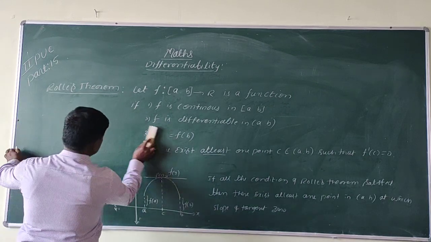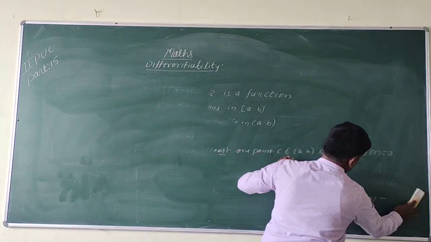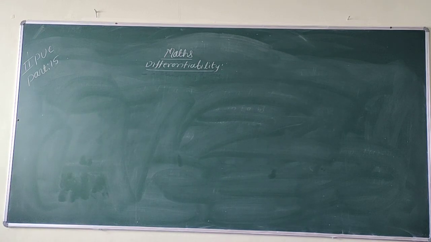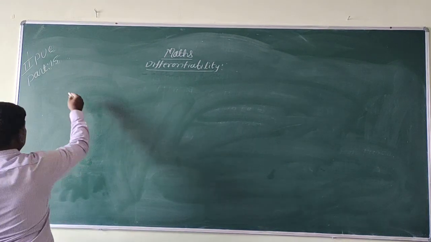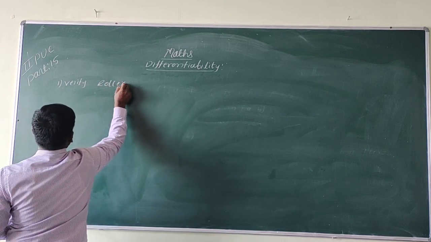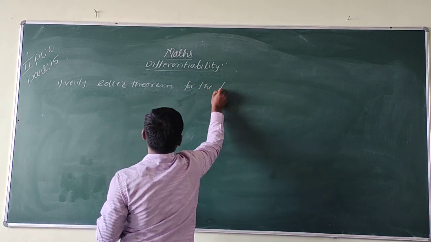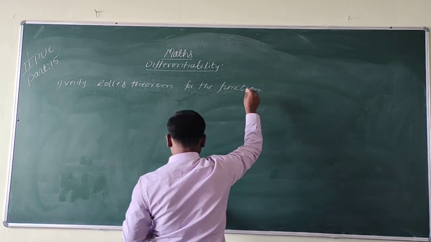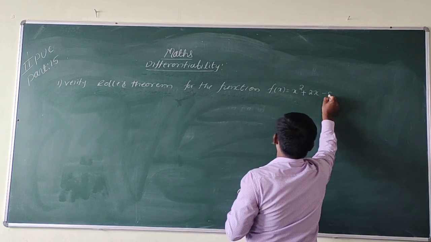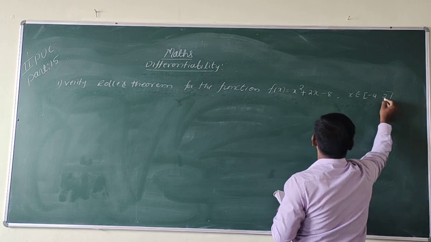Right. Next we shall discuss some problems on this. So verify Rolle's theorem for the function f(x) is equal to x square plus 2x minus 8, where x belongs to [-4, 2].